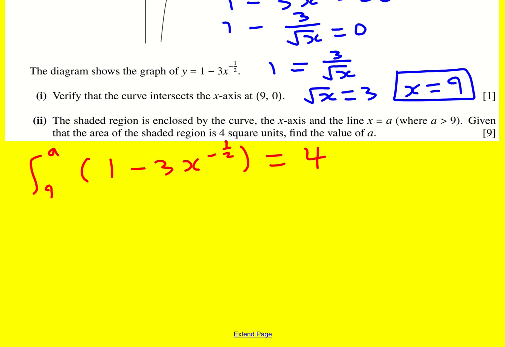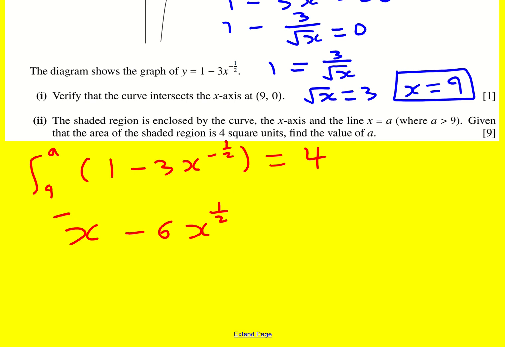Now we can integrate and substitute in for a, and solve for that. So I'm going to integrate this function. It's going to become x. I need to raise the power by 1 and then divide by the new power. If I divide by a half, it's the same as times by 2. I'm going to get a minus 6 here. We can check that. If we differentiate, it's going to be a half times 6. Yep, I get the 3.